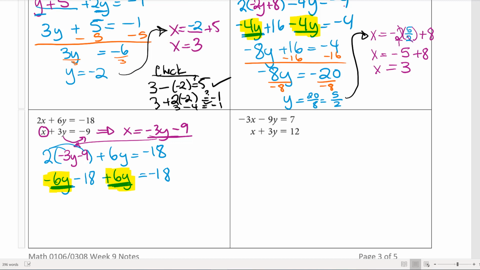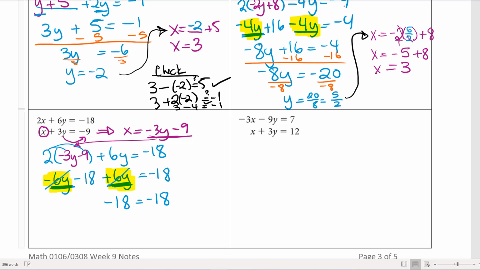When negative 6y plus 6y are opposite signs, these add to 0, and they do cancel out. Whereas on the last problem, we had negative 4y and negative 4y. Those were the same signs, so they didn't cancel out. They added up. Whereas on this problem, they are opposite signs, and so they do cancel out. So if they cancel out and I don't have any letters left, how am I going to solve this equation?